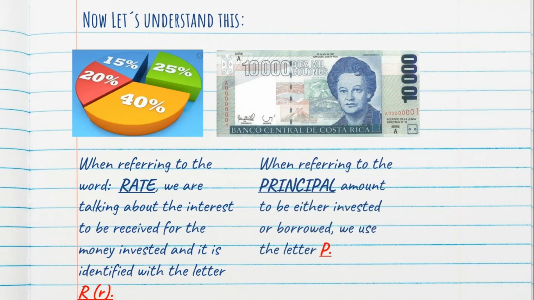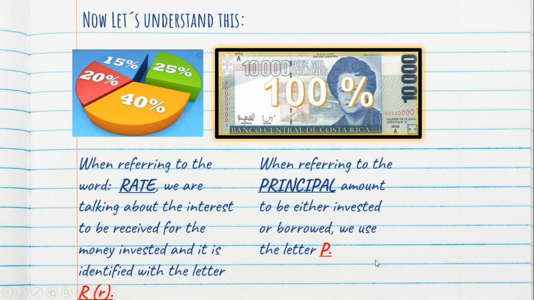Now, this is an old currency bill that I put in the presentation, but you do understand my purpose. When referring to the principal amount to be either invested or borrowed, we use the letter P. Principal is the amount of money to be either invested or borrowed, and it will be characterized in the formula with the letter P. Okay, good.